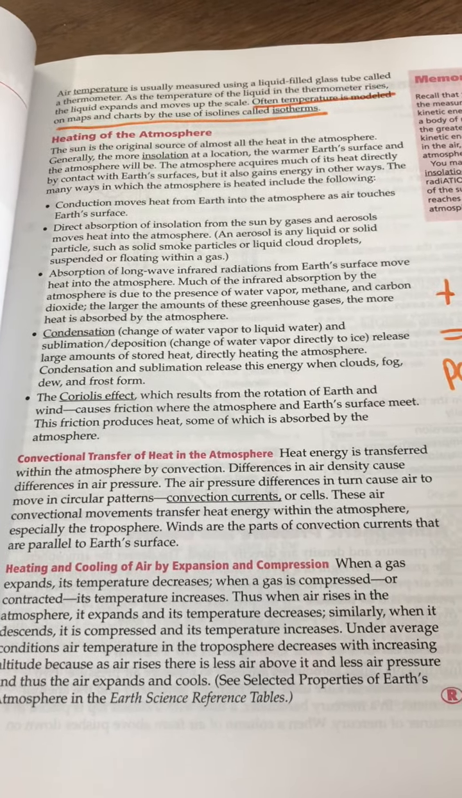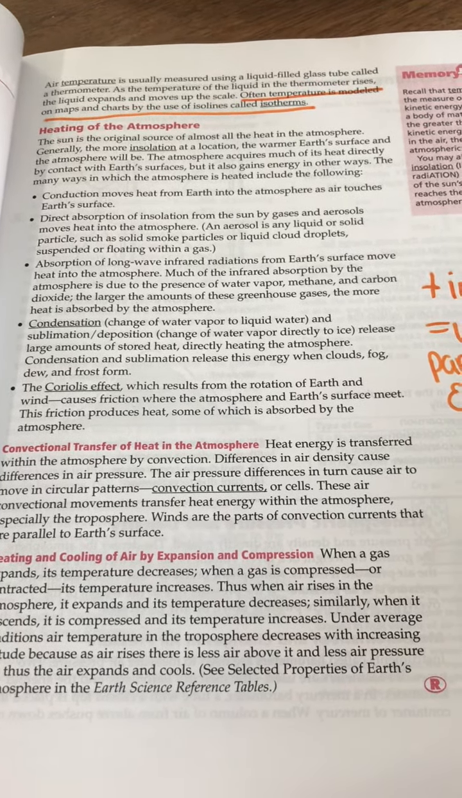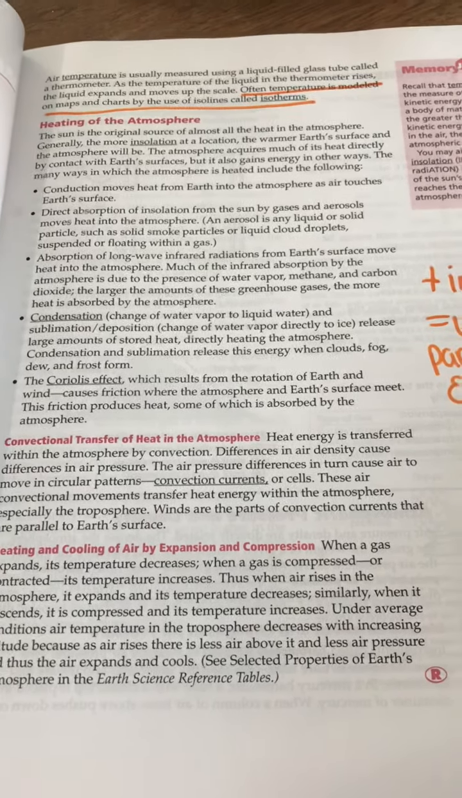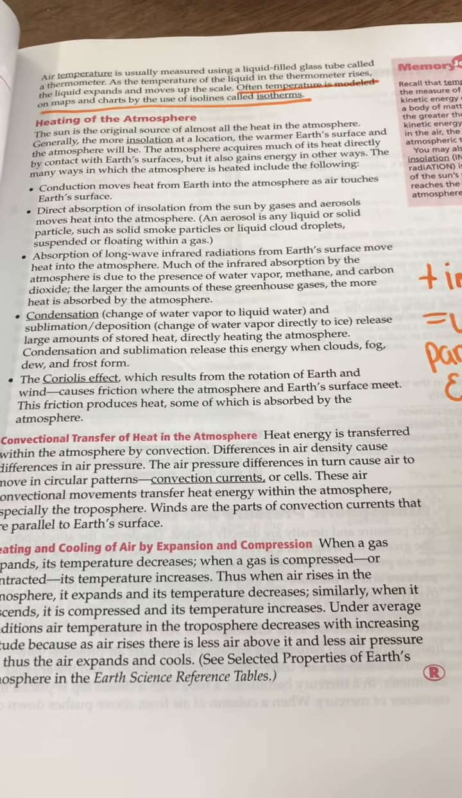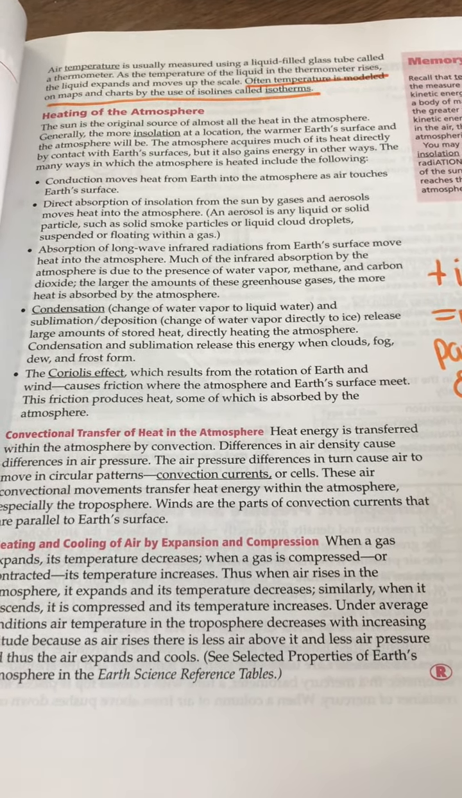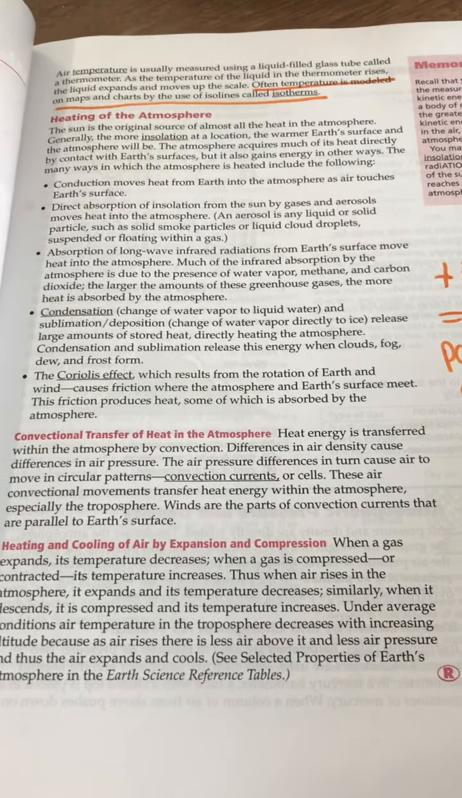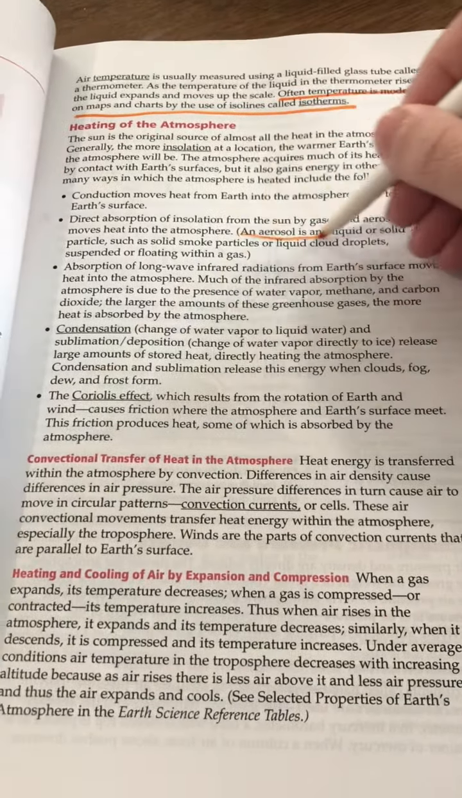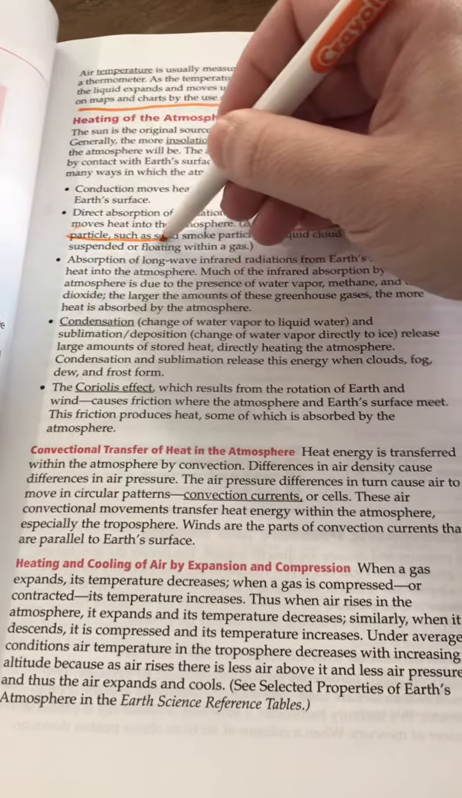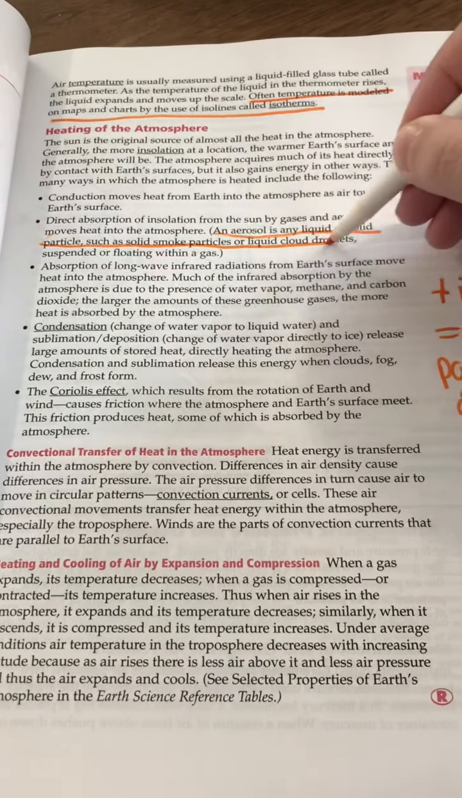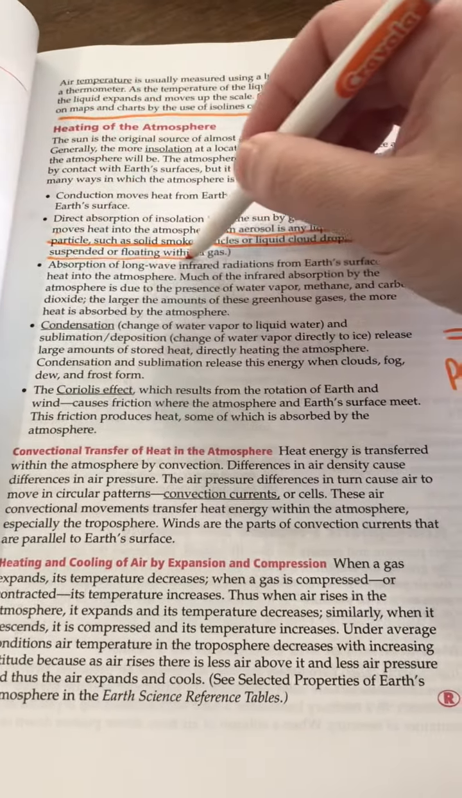Conduction moves heat from Earth into the atmosphere as air touches Earth's surface. Direct absorption of insolation from the sun by gases and aerosols moves heat into the atmosphere. An aerosol is any liquid or solid particle, such as solid smoke particles or liquid cloud droplets, suspended or floating within a gas.